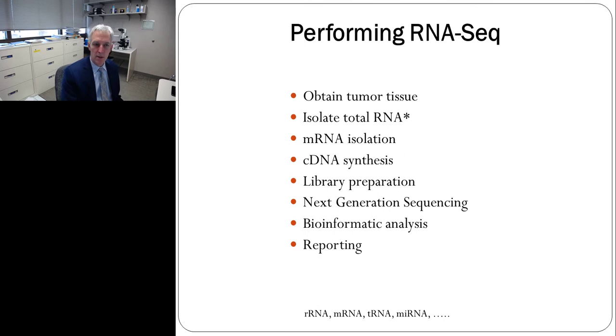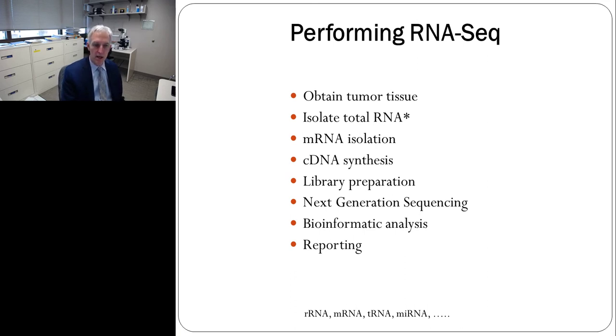And the way we do that is we take advantage of the fact that messenger RNAs have a poly A tail. So we use oligo-dT beads to isolate the messenger RNA. Once we have the messenger RNA, we then convert it to cDNA through reverse transcription. And at that point, it basically becomes very similar to DNA next-gen sequencing. So we prepare our libraries. We put those libraries on a next-gen sequencing instrument, and we use Illumina instruments.